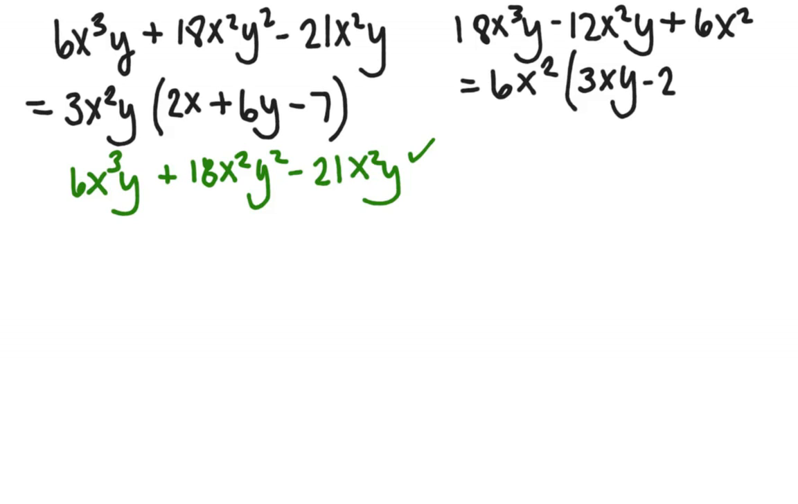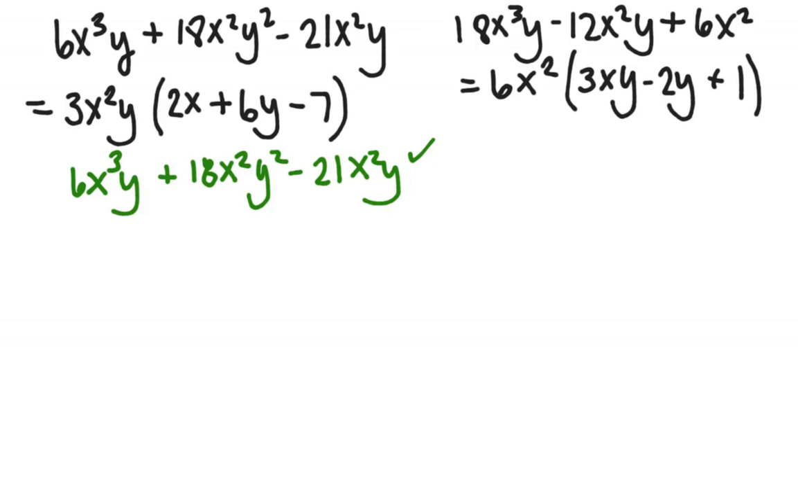X squared times 1 gives me x squared, so I don't need the x at all. I do need a y. 6 divided by 6 is 1. X squared times 1 is x squared. Now, I can't leave it blank because I had three terms, so we actually need to put a 1 there. Here is the case where you need a 1.